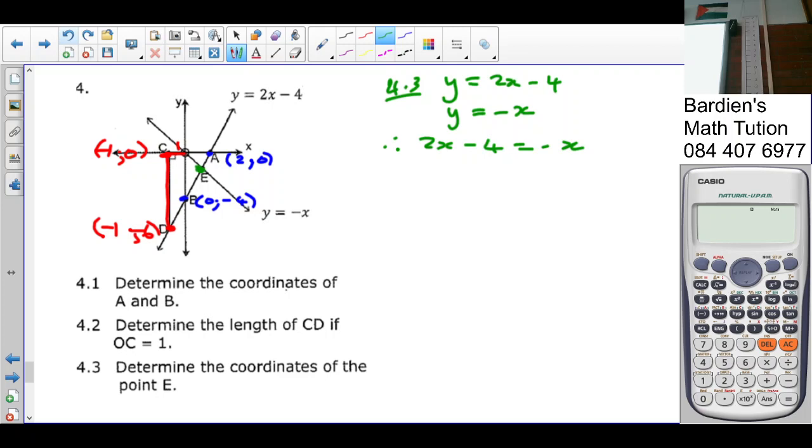You see that, people? x is on one side, numbers on the other side. So we take it over, and it becomes 2x plus x equals 4. 2x plus x is 3x, divided by 3. So x equals 4 over 3, or 1 and a third, or 1.3 recurring. It's all the same. Does it make sense? Look here, here's 0, there's 2. Is 4 over 3 between 0 and 2? Yes, it lies within. It makes sense.